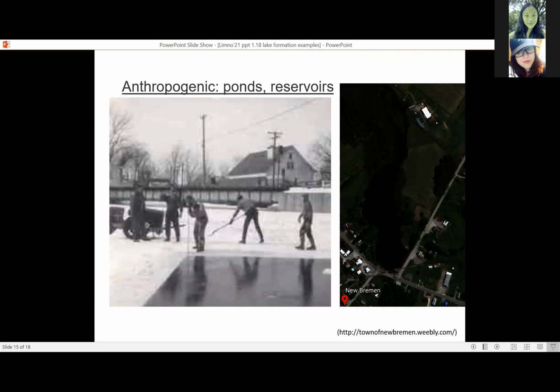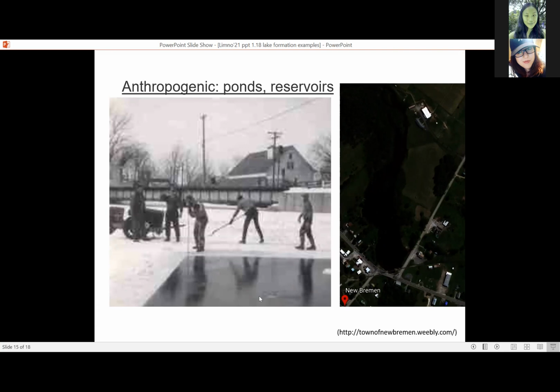And then you got ponds, human created lakes. I know this might not look like a very exciting lake to you, but this has a deep personal connection to me. This is the tiny town of New Bremen in upstate New York, near the Adirondack Mountains, kind of close to Kingston or Gananoque, Ontario.